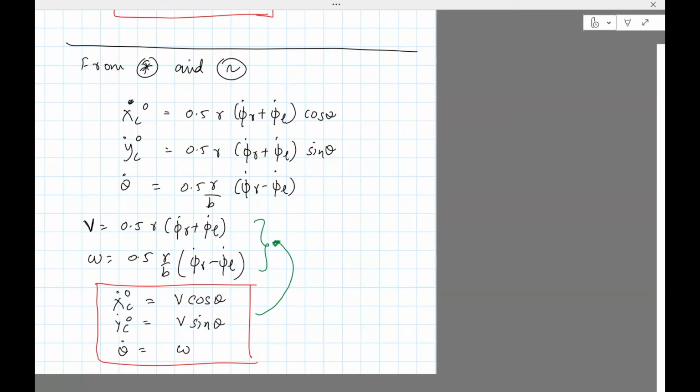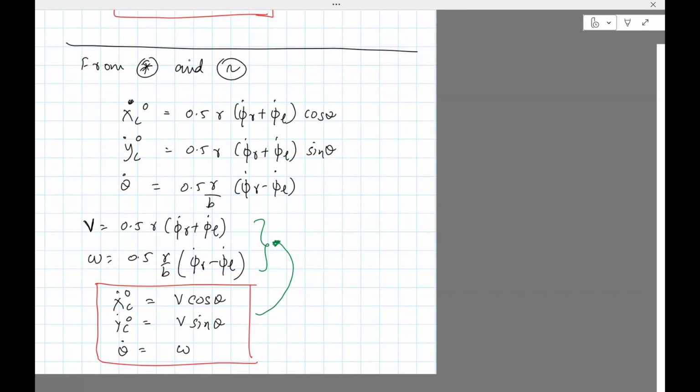We need to use these equations to create an animation of the robot, right? So how do we do that? Well, for the manipulator, it was simple. You had a formula for the position of the end effector and any point on the robot, and you could just plot that. But here, the problem is we do not have a formula for the point C. We have the formula for xc dot, the rate of change of xc. And so what we can do is we can actually integrate this equation.